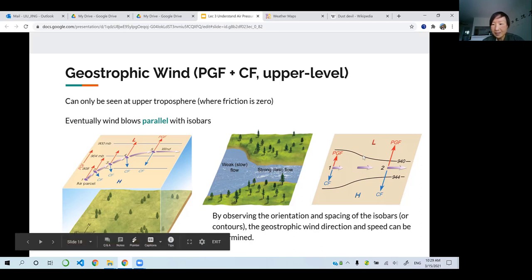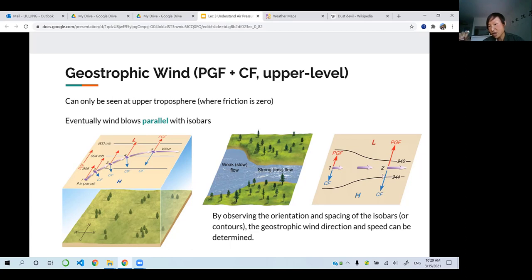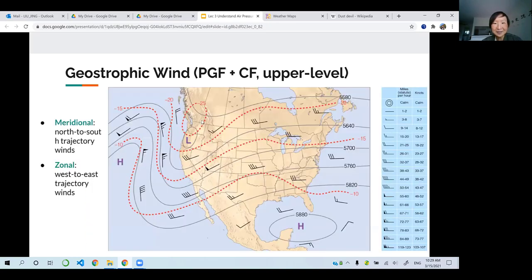So then if at the upper level you see those isobars very close to each other, that will also speed up your wind, okay? Because just like in a river, if you go through those very narrow tunnels, that will speed you up, right? Okay. So this is the geostrophic wind. We saw that earlier in the upper level chart.